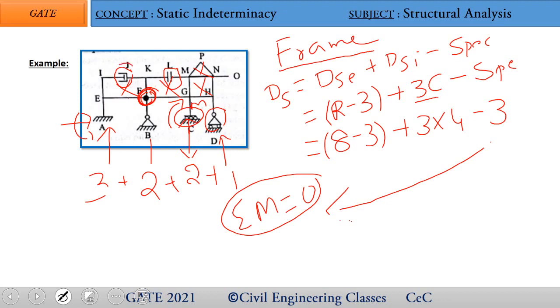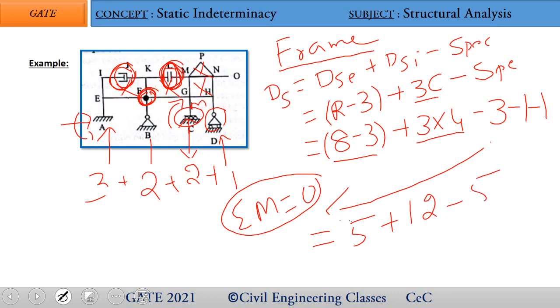Next, there is a horizontal shear release here. So 2 members are connected, and here we need to add one extra equation. And here there is a vertical release at L. If there is a vertical release here, one more special condition we have to add. Okay. So now you calculate: 8 minus 3 is 5, plus 3 plus 4, 12, minus 5. So the final answer is 12. So the static indeterminacy of the given plane frame is 12.